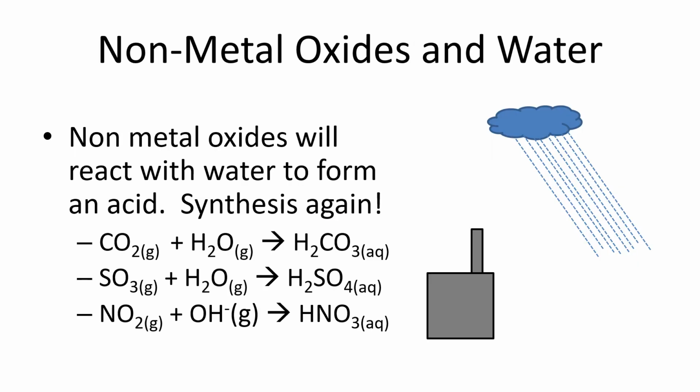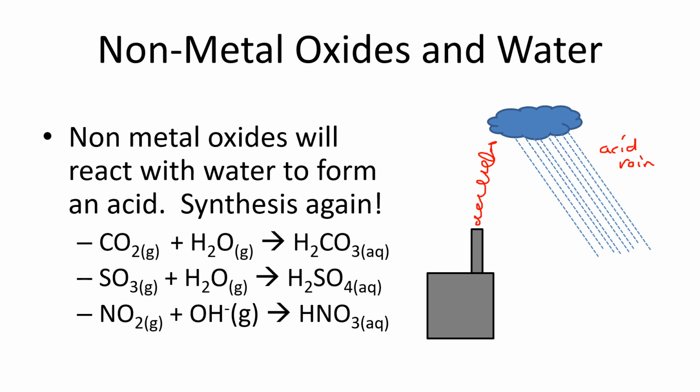Now, nonmetal oxides can also react with water to form products as well. This time you don't get a base, you get an acid. So there are a bunch of different acids. Probably the most commonly known ones are the ones that form acid rain.